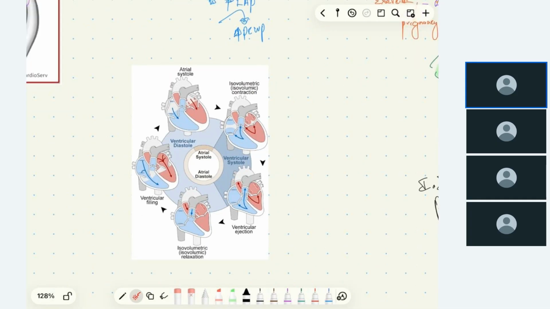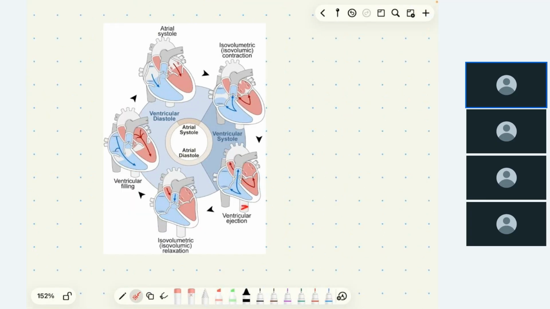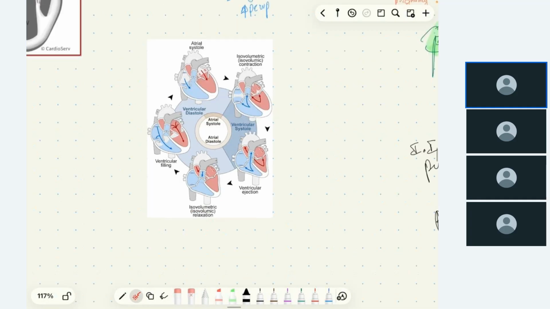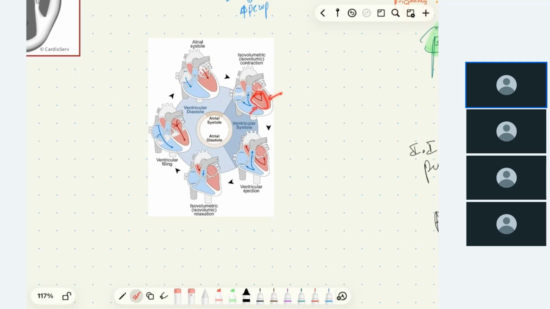We have two types of emptying, that is rapid and reduced. After the ejection of blood from the left ventricle, that is called ventricular ejection. After ejection, we have isovolumetric relaxation. So we saw that first there will be atrial systole, emptying the blood from atria into the ventricle. Following that, there will be isovolumetric contraction, where there is contraction of the left ventricle and right ventricle against closed valves. After that, there will be ventricular ejection into the aorta and systemic perfusion.